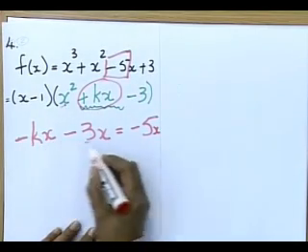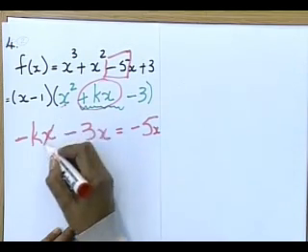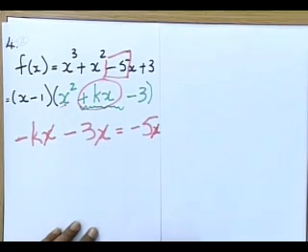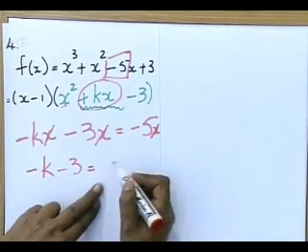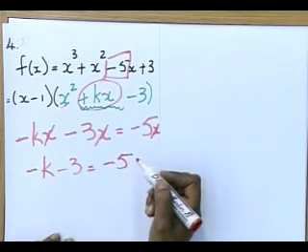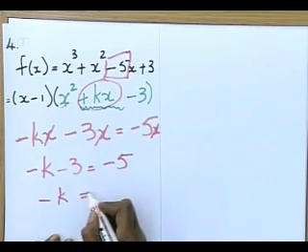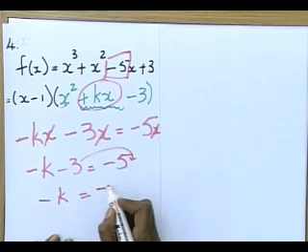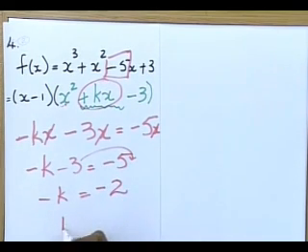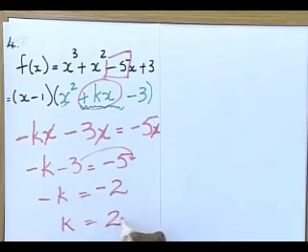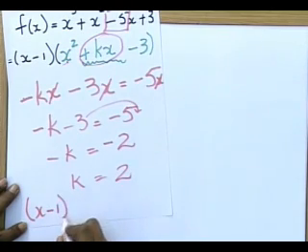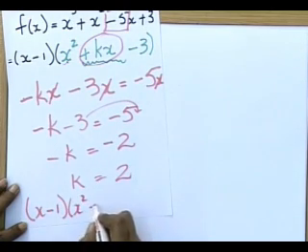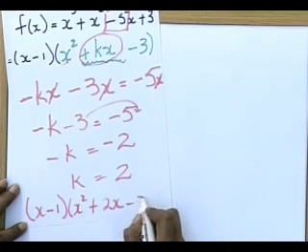We know if I take out common factors here, then I can basically just get rid of all those x's by making use of common factors. So minus k minus 3 is equal to minus 5. So minus k will be equal to, you're right, and k must be equal to 2. So my missing one there becomes x minus 1 times x squared plus 2x minus 3.